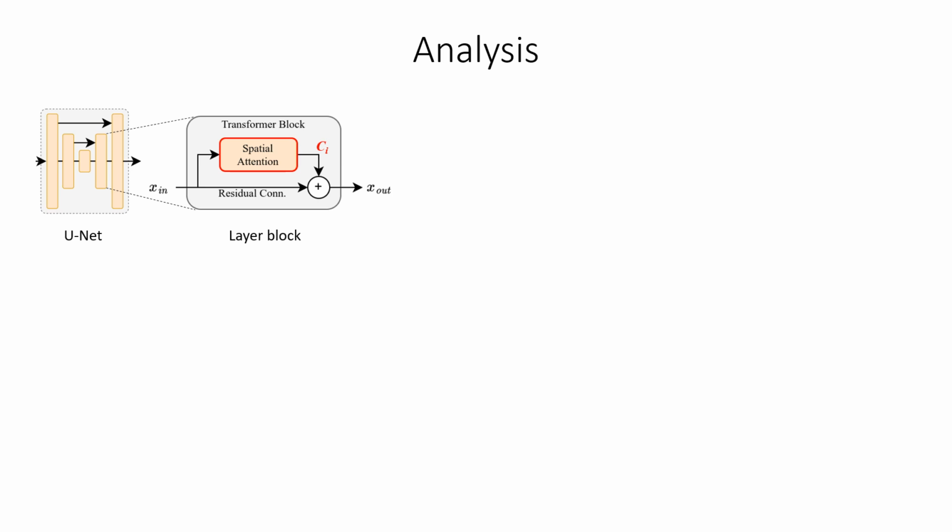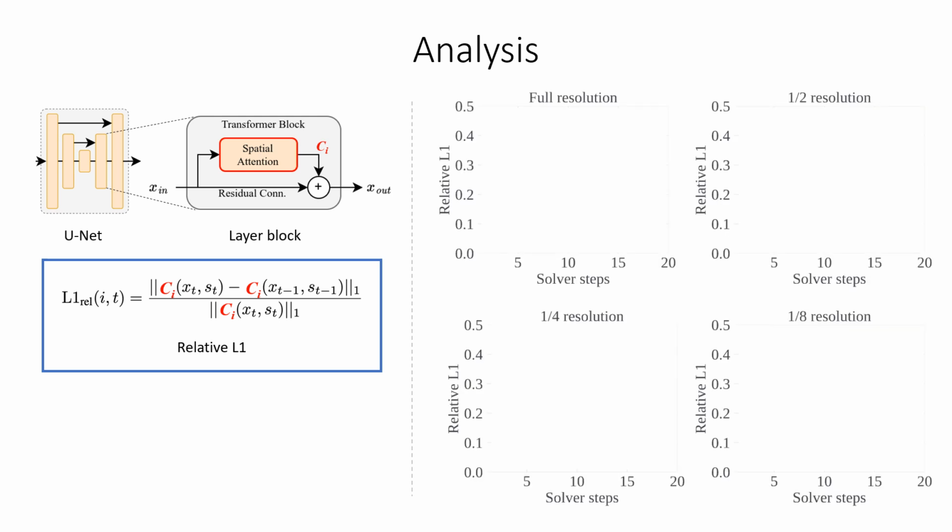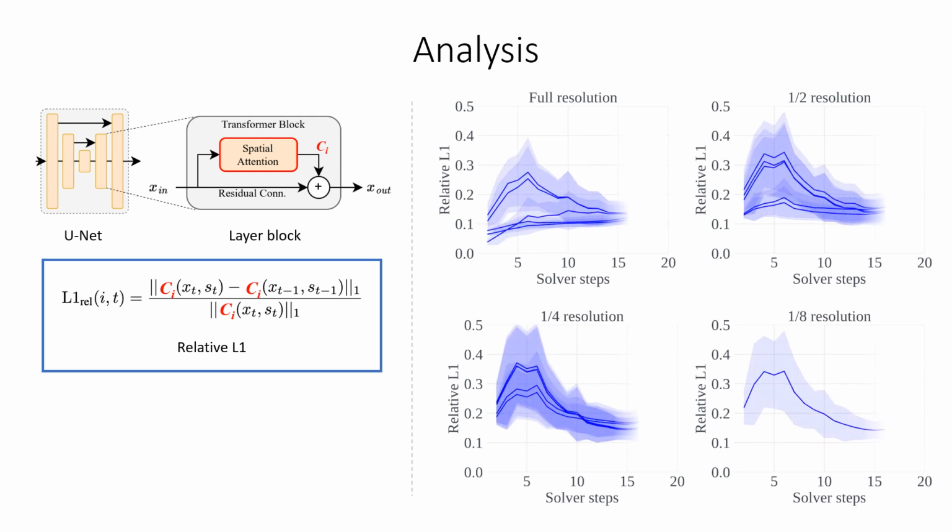To understand the behavior of a transformer block, we analyze how the updates of a block change over the course of the denoising process, i.e. from one step to the next. We use a simple relative L1 metric between the current update and the update of the previous step. On the right side, we plot this development, averaged over a limited number of generated images. Every blue line denotes a single transformer block, and blocks are grouped by their position in the network.